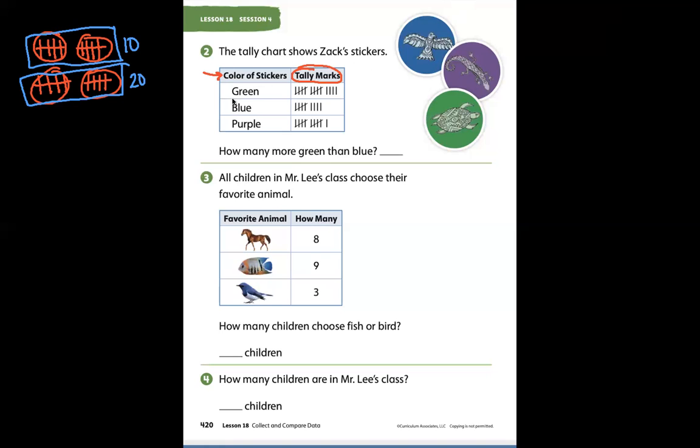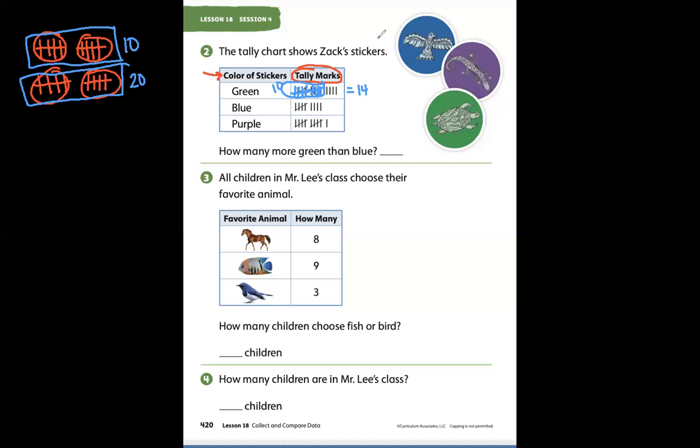So now that we've done our quick review of tally marks, it says the tally chart shows Zach's stickers. He has this many green stickers. So let's count them and trace them as we count. 1, 2, 3, 4, close the gate. 5, 6, 7, 8, 9, close the gate. 10, box it in or circle it. There's a group of 10. And there are 4 more. So 1 ten and 4 ones equals 14.